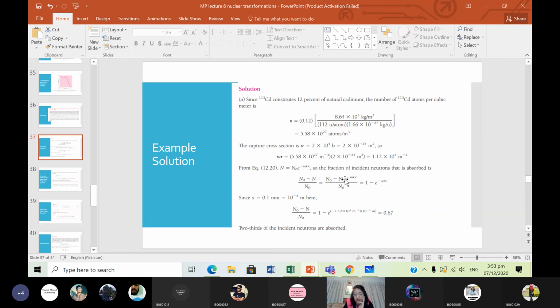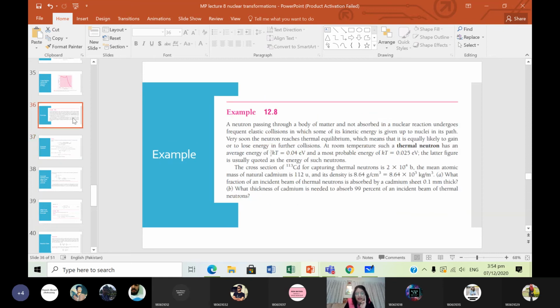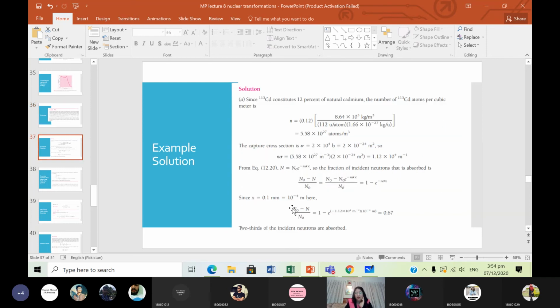The fraction of incident neutrons that is absorbed. What are they asking us to find? They're asking us to find what fraction of an incident beam is absorbed by the cadmium sheet. So N naught is the number of incident neutrons, and N is the number of surviving particles. So the fraction that is absorbed is N naught minus N divided by N naught.